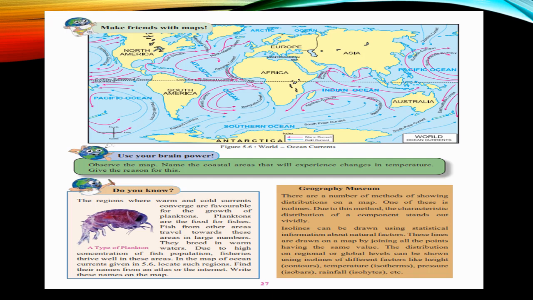Now, isolines are the lines that are drawn on the map, you can see, by joining all the points having the same value. Isolines are drawn by joining all these points. You can see the warm current and cold current. The blue color arrows are the cold currents, whereas pink color arrows are the warm currents. We'll see detail about isolines also in the next live session. Let's move on to the next page.